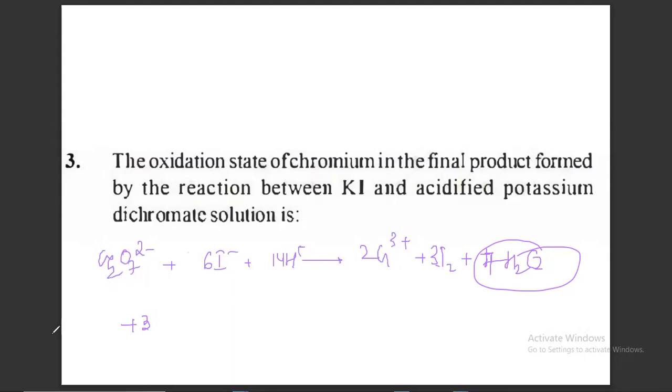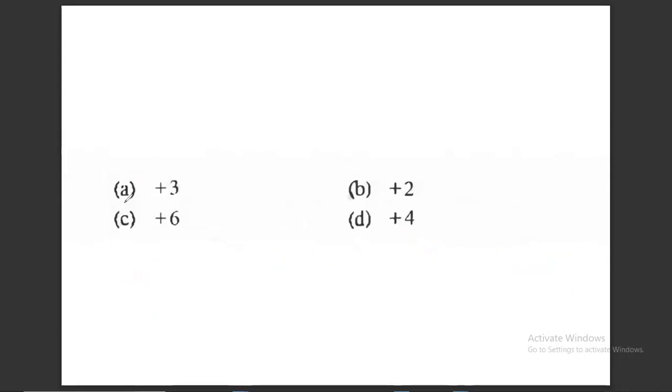So I'm going to give you the options here. The options are A, B, C, D. It would be A, plus 3 oxidation state, right?